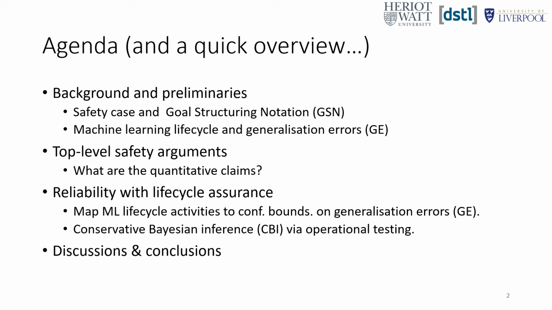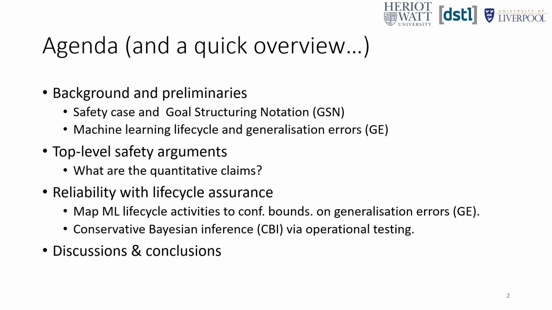I will first very briefly mention the preliminaries on safety case and goal structuring notation, machine learning lifecycle models, and what is the generalization error that used as a primary quantitative measure in this framework. Then I will present the top-level safety arguments, which is basically about how to obtain or decide the high-level quantitative claims in this work. And we use the reliability property as an example.